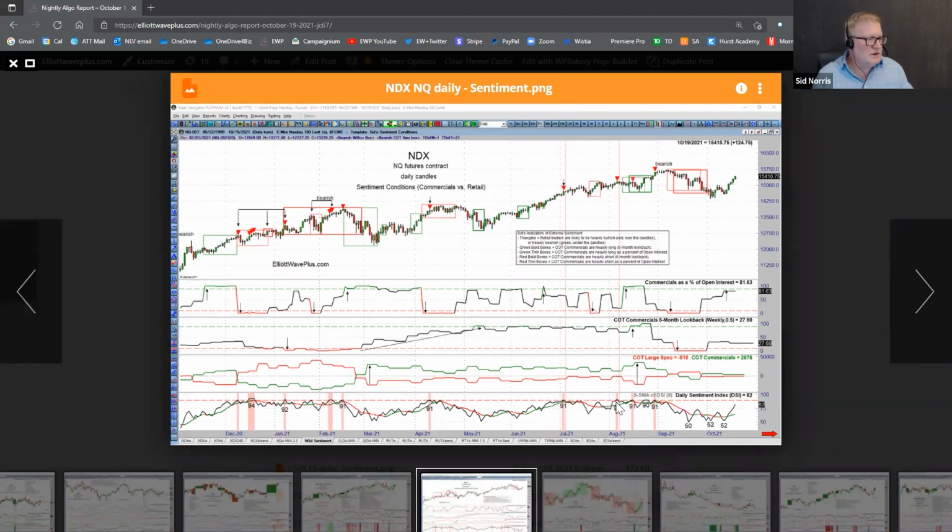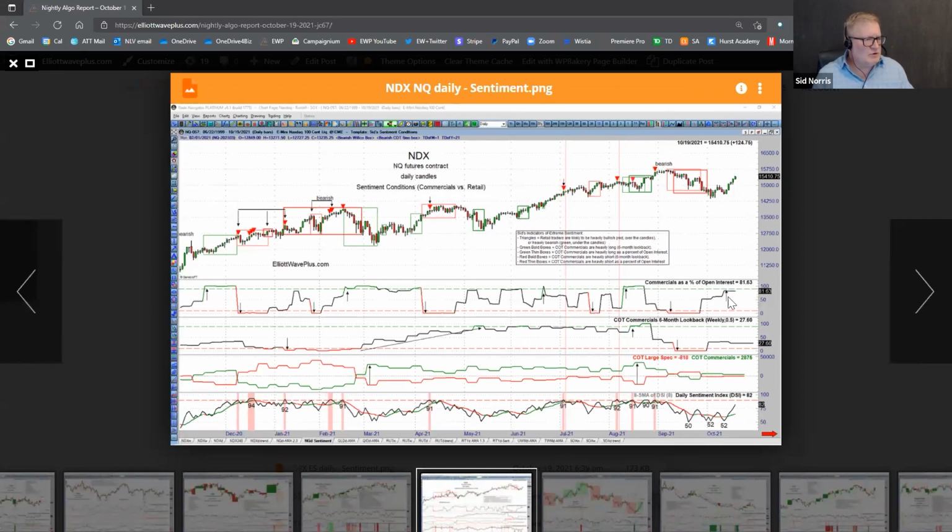You can see that the DSI hit a 92, 91, 90, 91. It stayed very high for a while. And in an uptrend, that can occur, where sentiment just stays extreme for quite a period of time. And notice that the point where you started to see some downward movement right here was when the commercials finally gave up and started shorting.